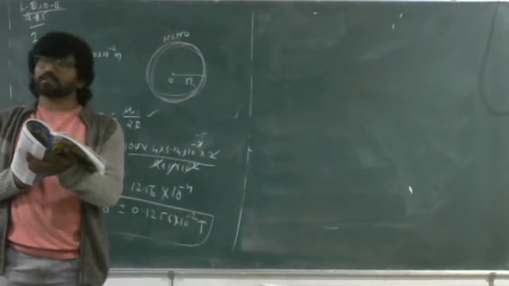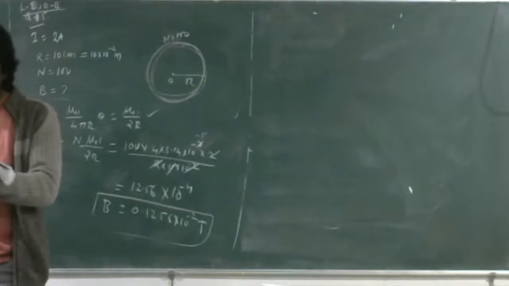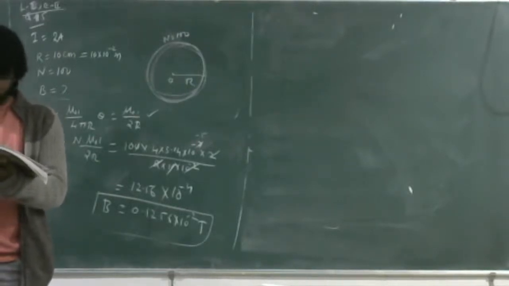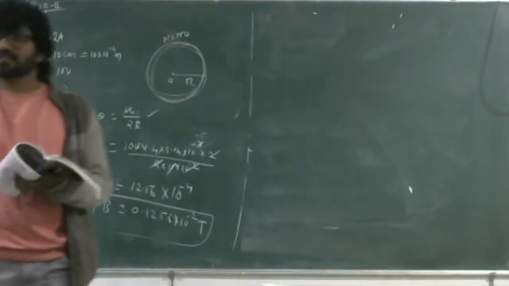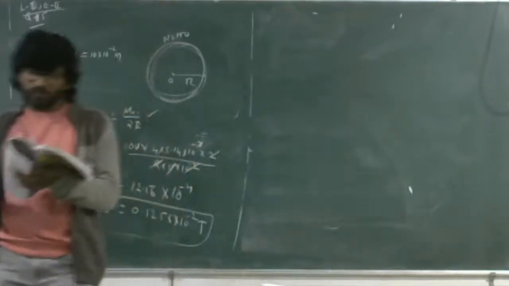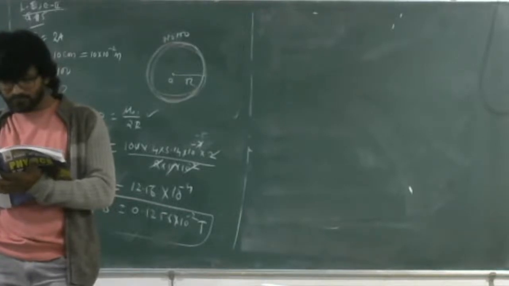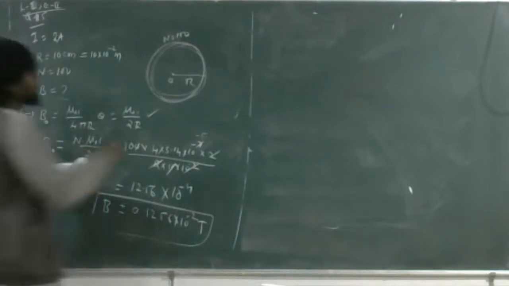Question number 6. Listen. The question is: the coil of radius 5 meter and 100 turns carries a current of 3 ampere. The magnetic induction at a point on the axis. This we didn't do yet. We have discussed the magnetic field on the axis of a circular coil, so we'll do that later. Next, question number 7.